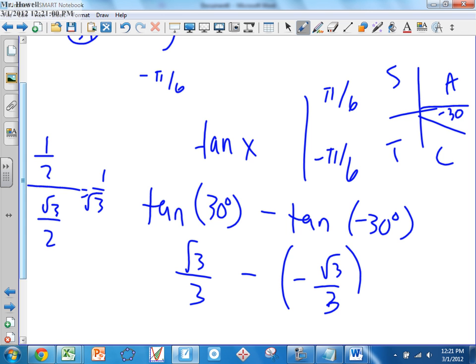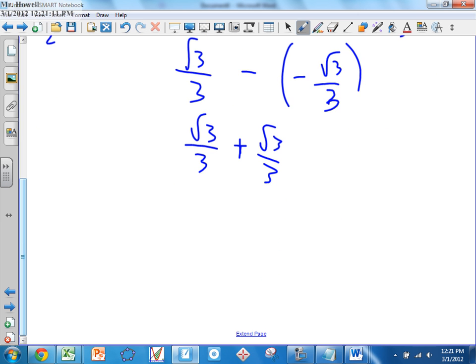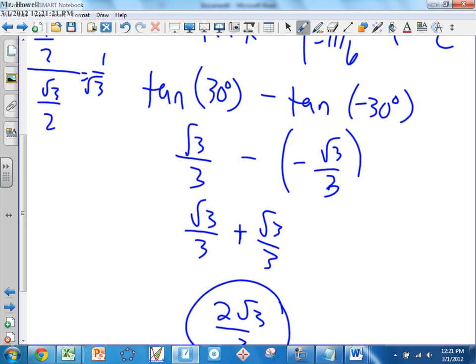If you do root 3 over 3 minus negative root 3 over 3, it's like you're adding, right? Again, it's like you're adding. You want to add those together? That's what you get. So it's not 0 here. It would have been 0 if this had not been tangent of negative 30, or if it had just been tangent of 30, which is obvious what you're looking at, right?